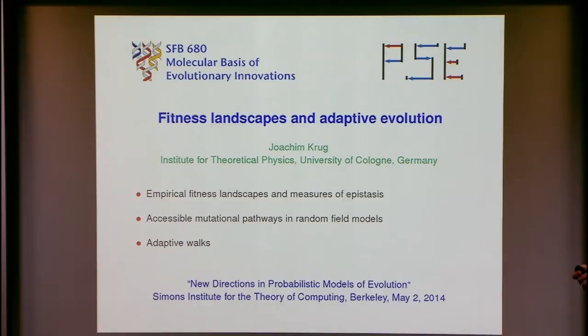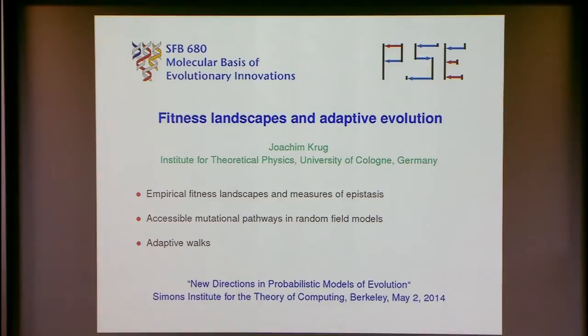So I want to do basically three things here. I want to introduce you to the problem of fitness landscapes, and one of the reasons why people are now interested in this again is an empirical reason. There's much more empirical data now than there used to be, so I'll talk about that a little bit. I will then focus on what we call accessible mutational pathways, which are essentially pathways in a fitness landscape that are monotonically increasing in fitness. And if there's time, I will talk at the end also about adaptive walks, which give you a more dynamical view of how populations actually evolve in these landscapes.